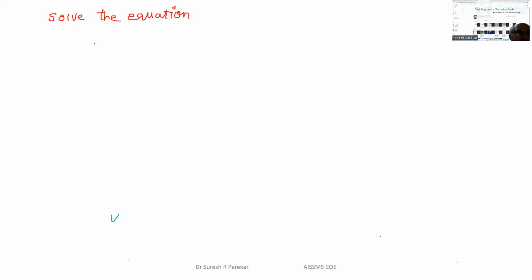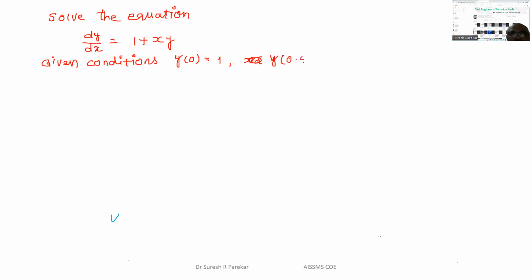So solve the equation dy by dx equal to 1 plus xy, given conditions y of 0 is equal to 1, and we have to find y of 0.5, and the value of h is 0.1, and use Euler's method.